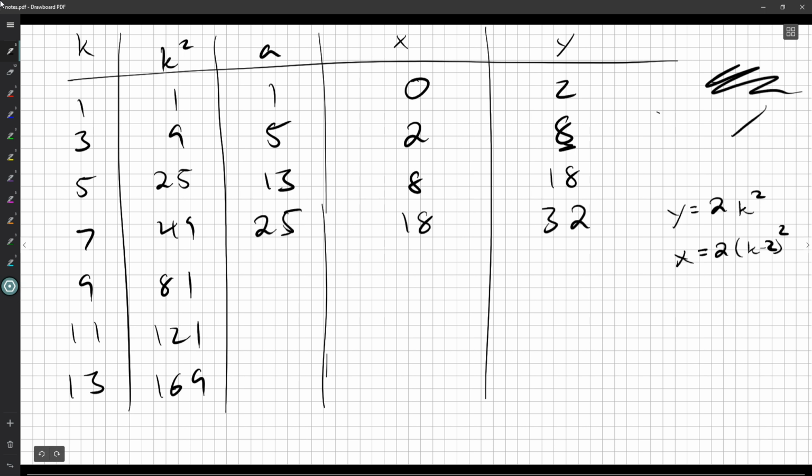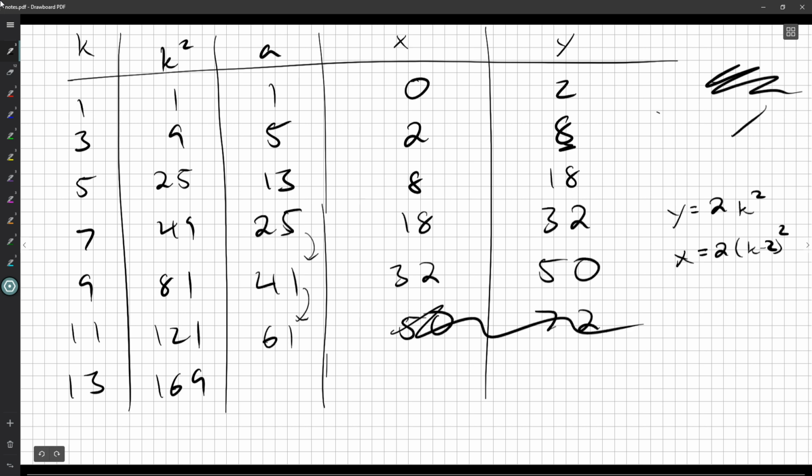32 is getting close to 50. So 81, add 1 is 82. Divide by 2, 41. Subtract 9. Oh, look at that. It's 32. Add 1 is 50. And that should be our limit, because the next one should be 61. We'll go up by 20 there. Go up by 16 there. But 61 minus 11 should be 50. And then your y is 72. And that's certainly not allowed.